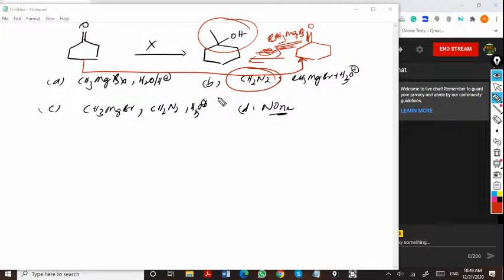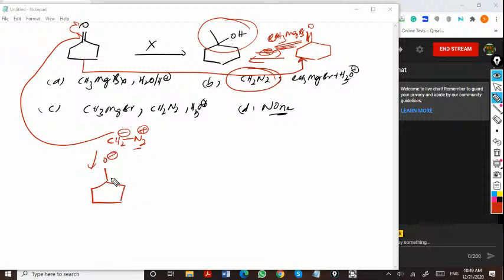So diazomethane. This is a kind of nucleophilic addition reaction only, where CH2 minus and N2 plus will be there. I'm writing in shortened form. So this will attack. Here it will ring expand, with the elimination of N2.